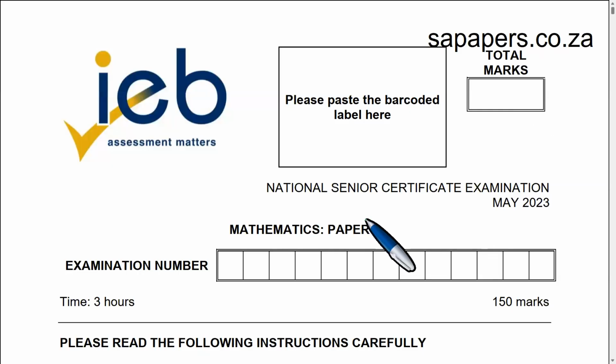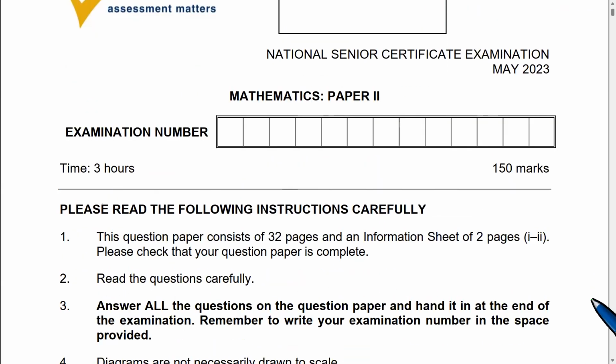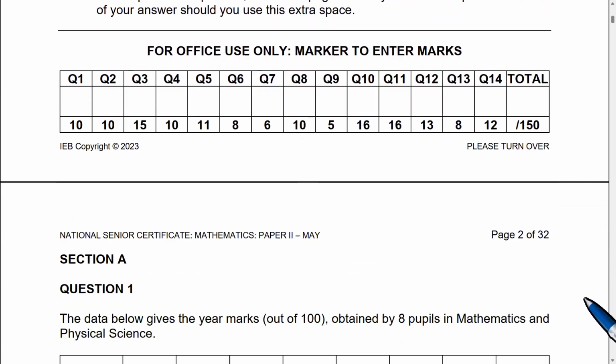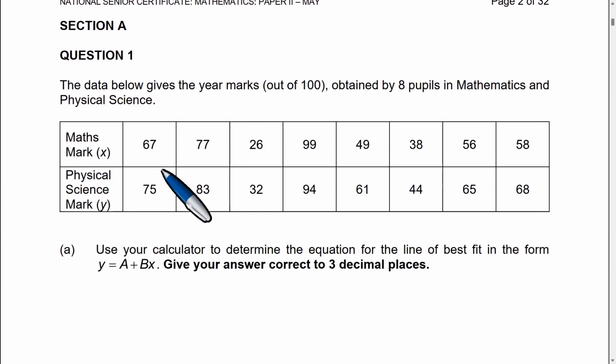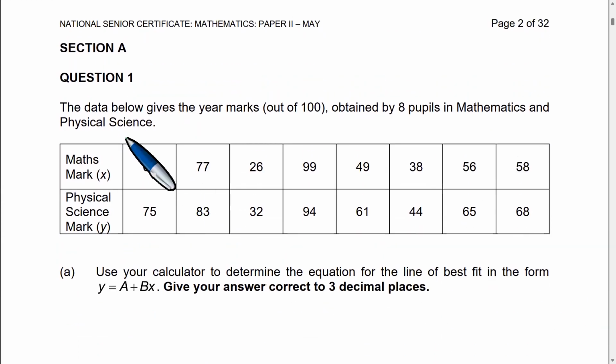Right, we are going to be focusing on the May-June 2023 IEB Assessment Mentors Exam, Mathematics Paper 2, 3 hours, 150 marks. I'd be interested in us focusing on all the questions, but quickly I'm going to comment on each question and just give a hint and the answer to each question so that you can have an idea actually on how this paper should be solved.